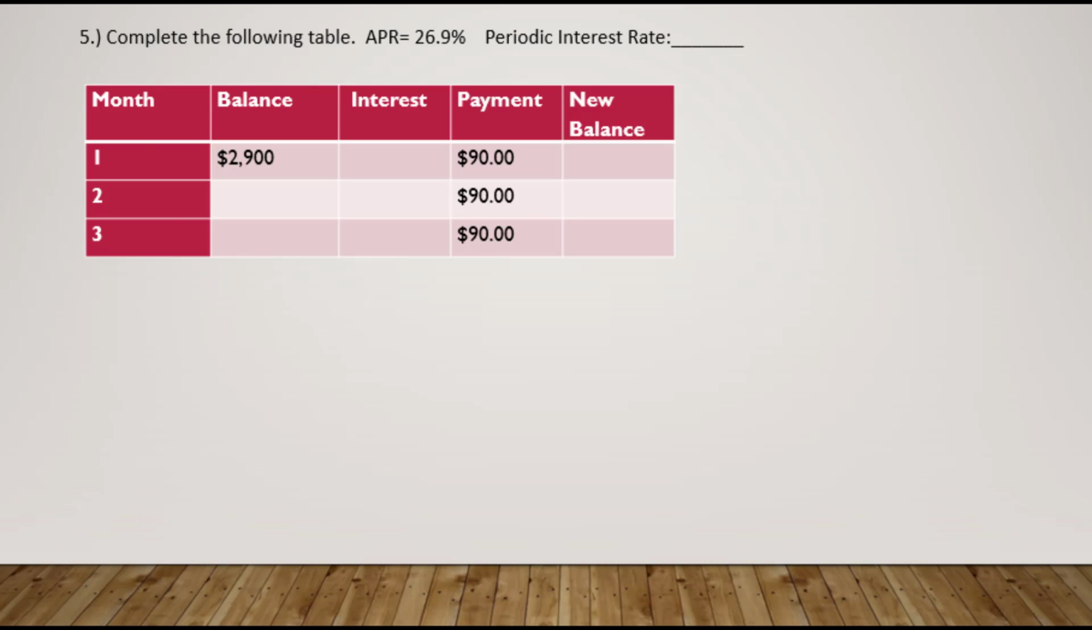So I'm going to get you started on 5 here. Here is the balance. You need to find the interest. This is the payment you're making on the balance, and then you get a new balance. So here's the annual percentage rate. First thing we need to do is find a periodic interest rate. That's what it's called. Because we are dealing with a credit card, which is monthly, we're going to have a monthly rate. You could also call this the monthly interest rate. So how would we do that?